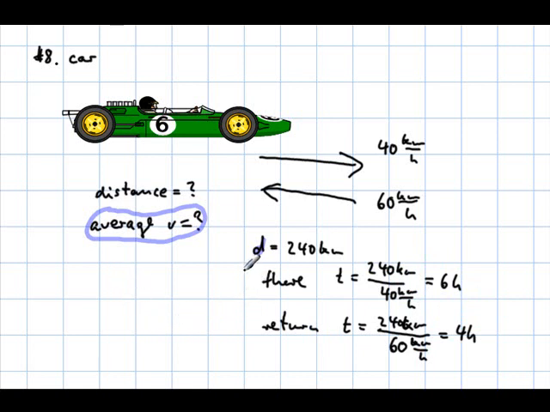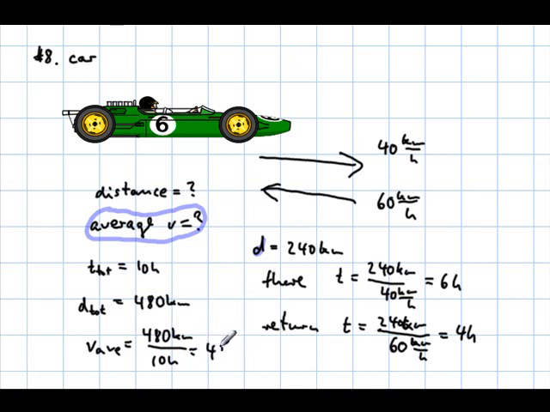So 6 hours and 4 hours, that means that the total time is 10 hours. And the total distance is, of course, to get there and return, so that's 480 kilometers. And that means that the average velocity is 480 kilometers divided by 10 hours, and that comes out to 48 kilometers an hour.